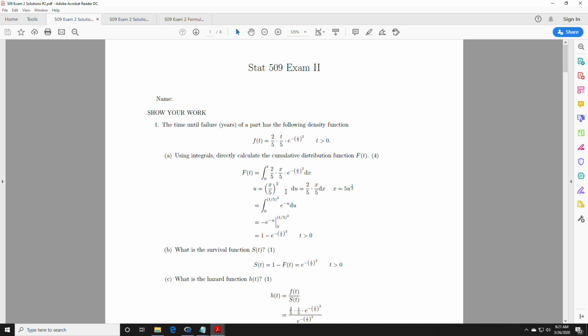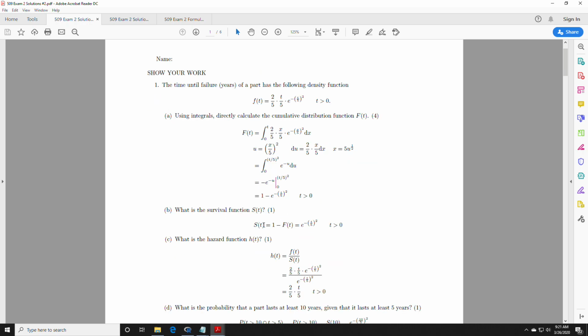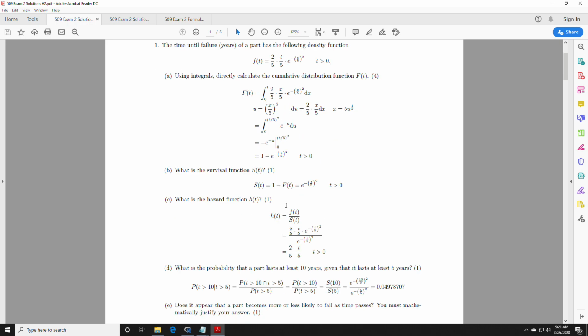To do that, we need to use U substitution, setting U equal to the exponent of E, except for the negative sign, and making sure we change the bounds of the integral. And it's pretty easy integration after that. Survival function by definition is 1 minus the CDF, pretty easy. Hazard function by definition is the PDF, little f, divided by the survival function.